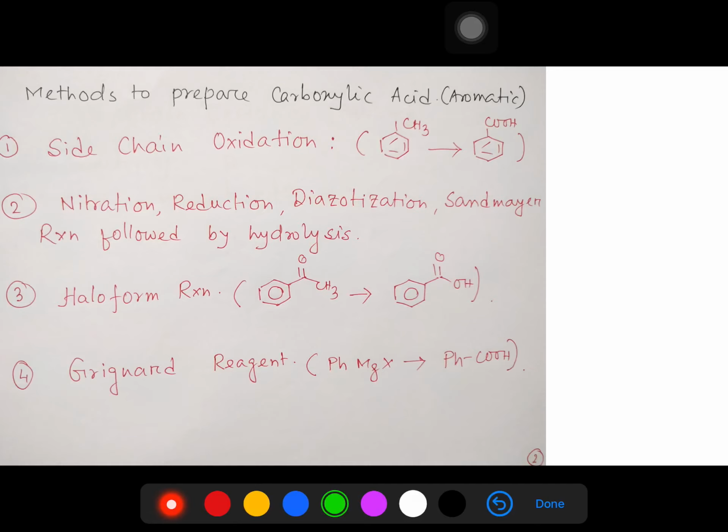By the way, I want to mention that I have discussed these 4 methods in detail previously in a lecture about preparation of carboxylic acid. So if you want to learn them in detail, please visit that video. Here I shall give a very brief description about the process and why this is applicable to prepare mesitoic acid and why not. That is the main focus of today's discussion.